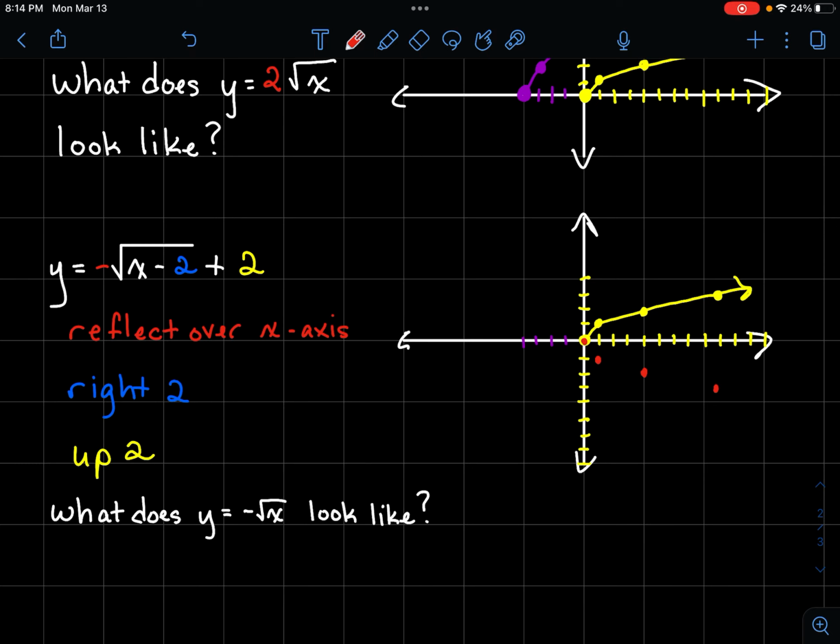Now what I do with all those dots is I move them right 2 and up 2. So our dot then will go right 2, up 2 at 0, 0. The dot that we had at 1, negative 1 goes right 2, up 2. And continue out with the rest of our dots. And we have the picture of our graph there. This is what the negative square root of x minus 2 plus 2 would look like.